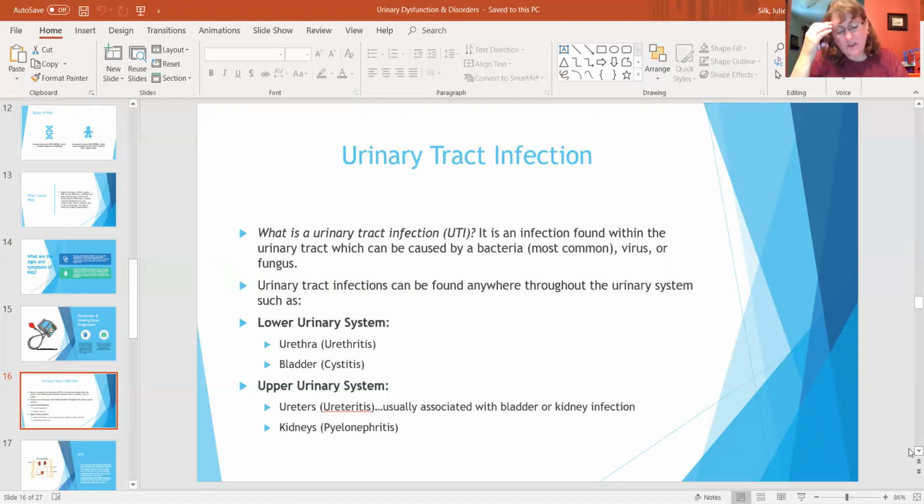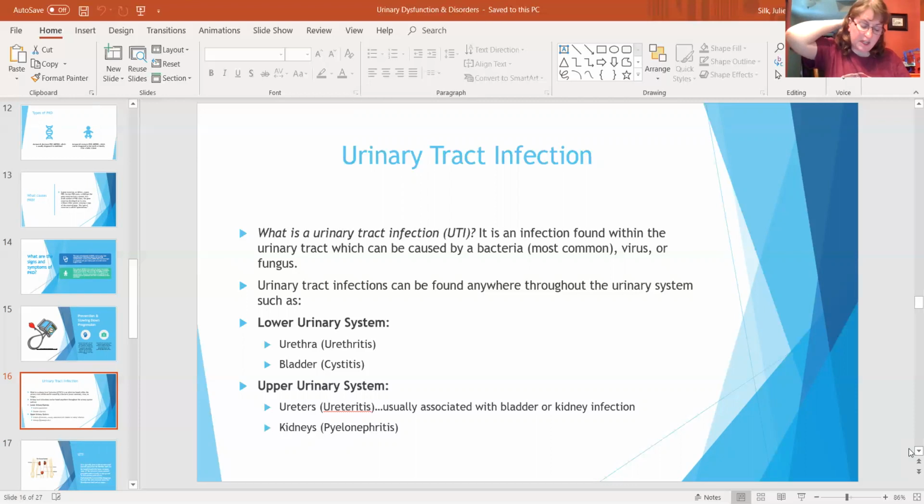And then prostatitis is a swelling and inflammation of the prostate gland causing painful or difficult urination. This can be caused by a bacterial infection or by nerve damage even. So those three things are all considered lower urinary tract infections. And then you also have upper urinary tract infections that you could get too.